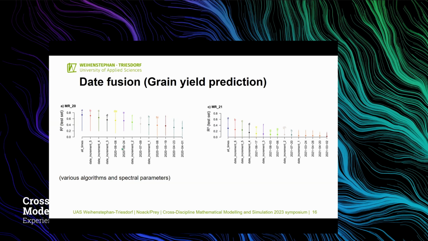Here we look at what happens if we take pictures from all 10 different dates in 2021 and in 2020. And we saw that even here between the years, we have got a large difference. In 2021, we got an R squared in the range of 0.3, whereas in 2020, we were in a range of 0.7. And here you can see that different dates contribute differently to the ability to predict yield.